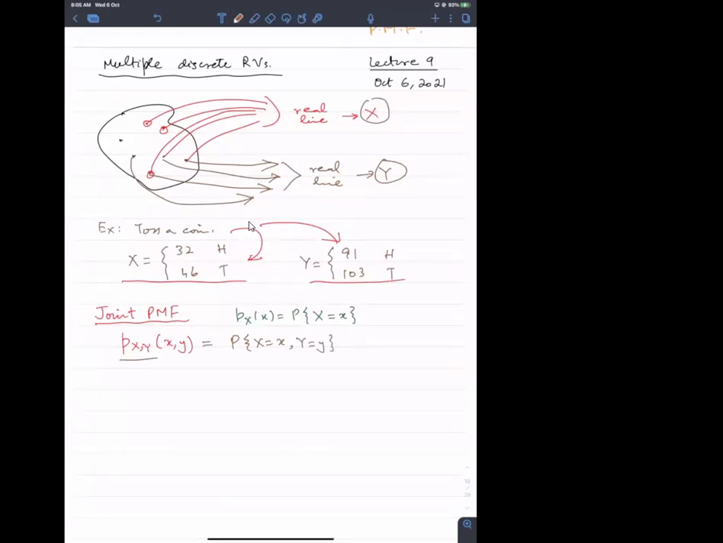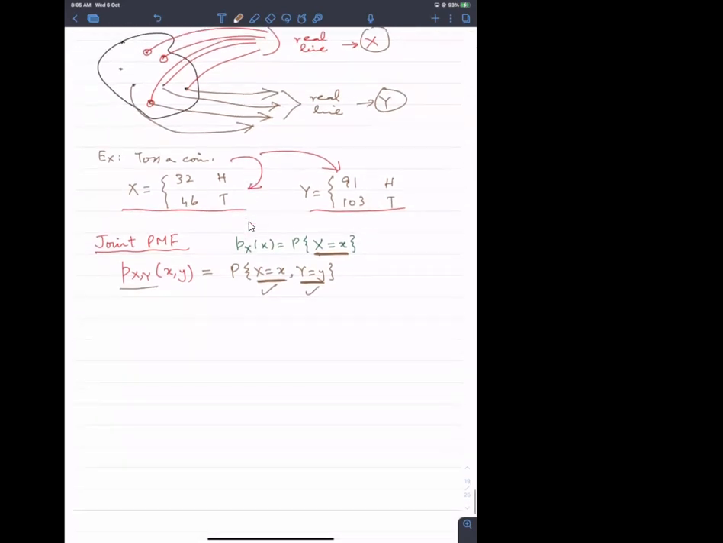So you can notice that X taking the value x is an event, and we take the probability of this event. Similarly, this is an event that X takes the value x and Y takes the value y. This is a joint event, the intersection of two events, X taking the value x and Y taking the value y. What is the probability of the intersection of those two events?